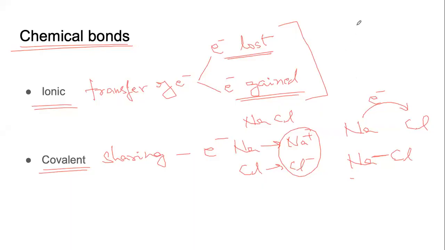Whereas in the case of methane, where carbon is sharing its electrons with hydrogen, these bonds here in methane are covalent bonds. So covalent bonds are formed by sharing of electrons, and ionic bonds are formed by transfer of electrons.